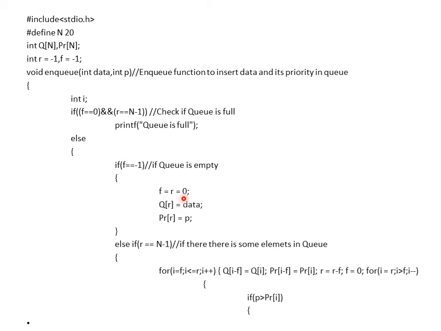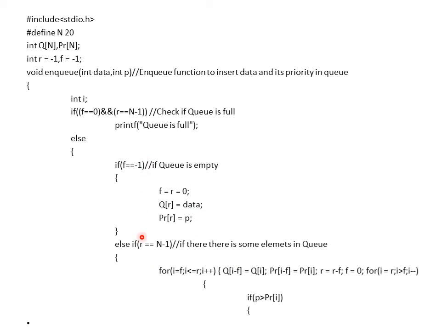Then I am initializing, if it is true, f equals r equals 0. In q of r, that is in the normal queue of r, I am storing the data. Then pr of r equals priority. That means first I am taking the normal queue and priority queue. Diagrammatically I have shown it in the previous slides. If you take that picture in front of your eyes, you will get the idea. Same concept is implemented here.